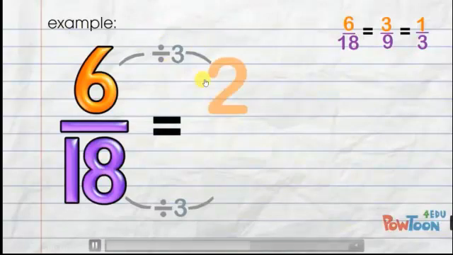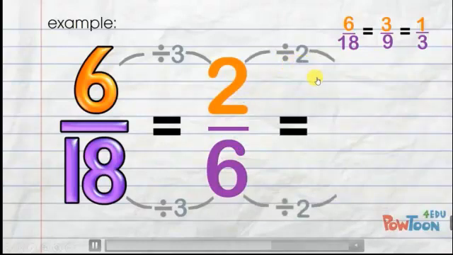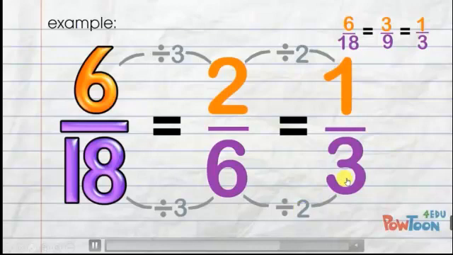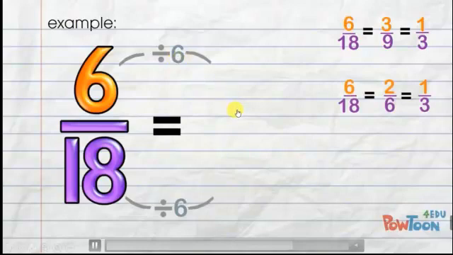6 divided by 3 equals 2 and 18 divided by 3 equals 6. Can we divide again? Yes, because they are two even numbers. So we can divide 2 by 2 equals 1 and 6 divided by 2 equals 3. So we also got 1/3. We also can divide by 6. 6 divided by 6 is 1, and 18 divided by 6 equals 3.